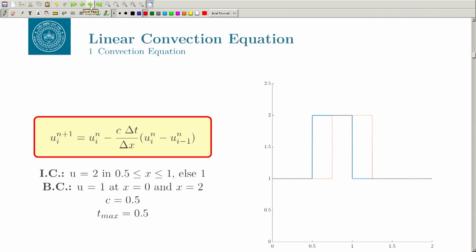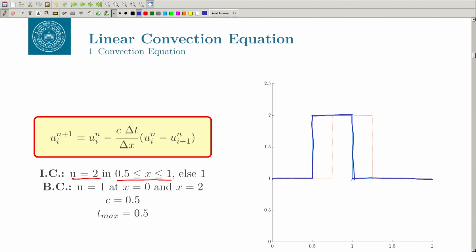Before we solve, we need some initial condition and some boundary condition, whether you are solving analytically or numerically; this information is required. In this particular case we start with a very simple jump condition, or you can say a square wave. My initial condition is u equal to 2 between 0.5 and 1. The blue line here shows your initial condition. So it is 1 everywhere, and then it is 2 between 0.5 and 1. This is my initial condition.